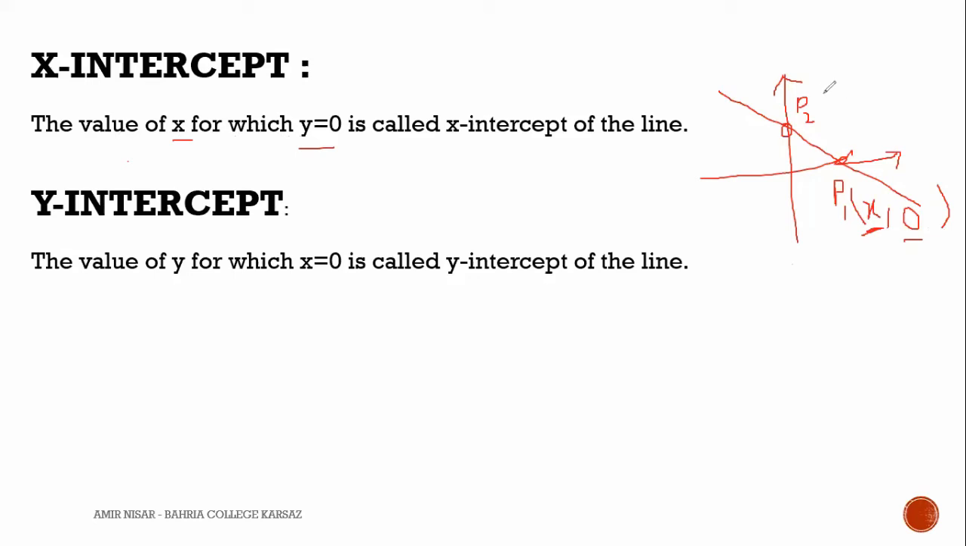Similarly for P2, as P2 lies on the y-axis, its x component will be 0. It has covered some distance on the y-axis, so we suppose its y component as y. So the value of y is called y-intercept, not all values, only the value for which x is 0. So here it is written, the value of y is called y-intercept, but for y-intercept, the value of x will be 0. I hope you got my point for x-intercept and y-intercept.